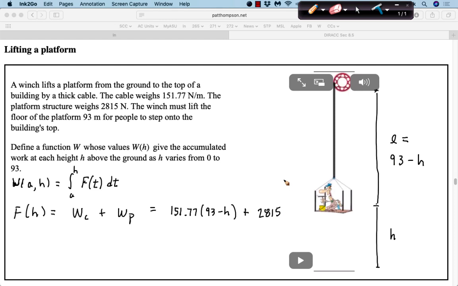2815. And that stays constant, right? That was just a parameter. So I think we're ready to write it. This is our weight function at a height of h. So that's our force. The weight is the force on the winch. And so we know accomplished work is the integral of force, because force is the rate. So we're ready to write it down. You're ready to write down the function. Go.